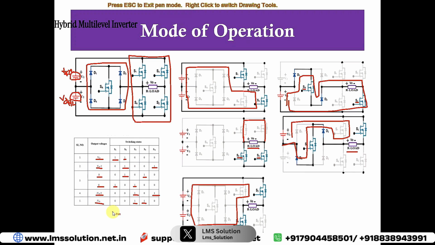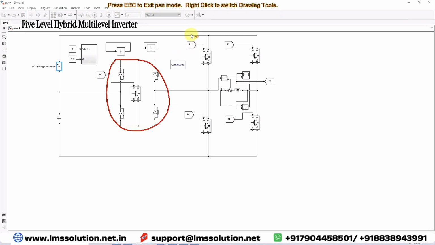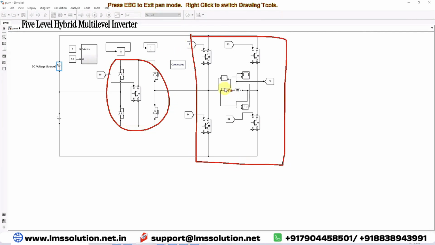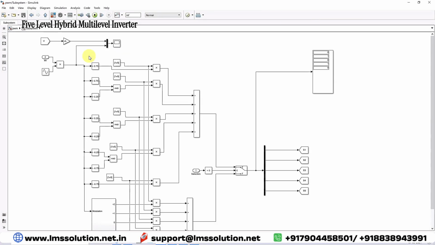Let's see the implementation diagram in MATLAB. This is the implementation diagram in MATLAB for this five-level multilevel inverter. We have two sources, this is the bidirectional switch, this is the output, and this is the load. Next, let's look at the nearest level modulation technique.